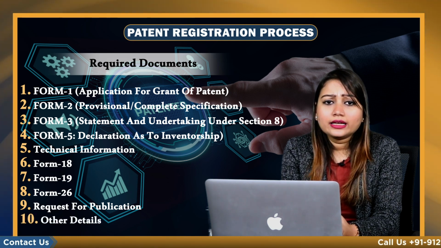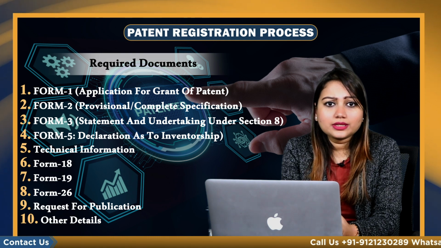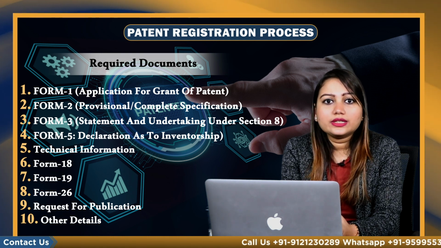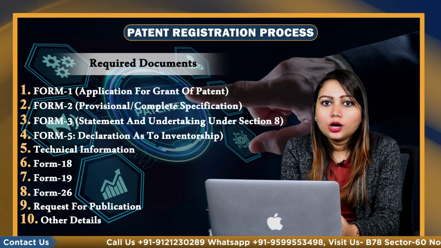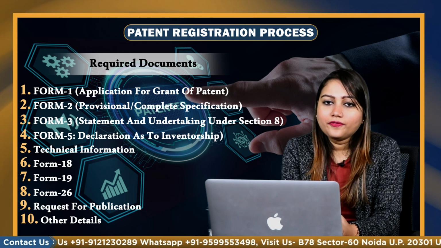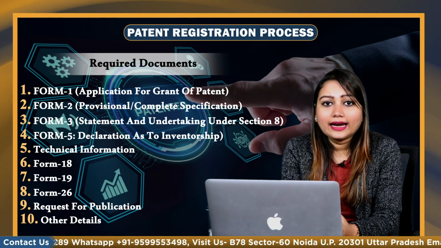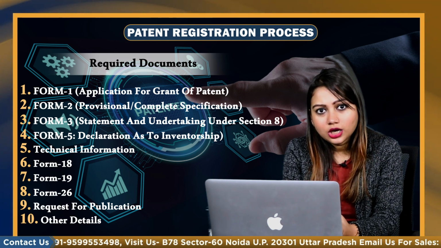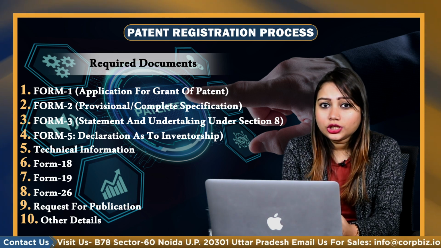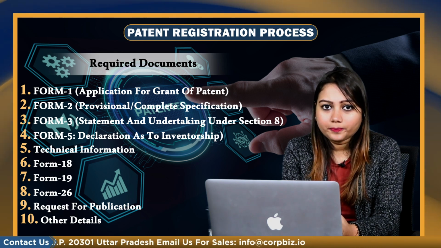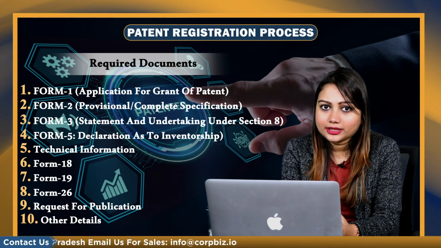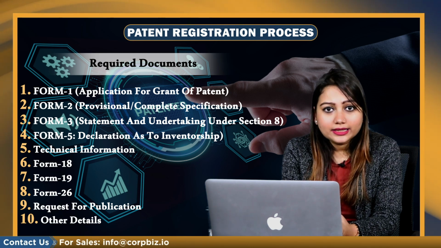Other details include disclosure of claims and abstracts, requisite statutory fees in the form of check or DD, proof of the right to file the form of patent. The proof of right can either be an endorsement at the end of the application or a separate agreement attached with the patent application. MSME or startup certificate, provisional specifications.